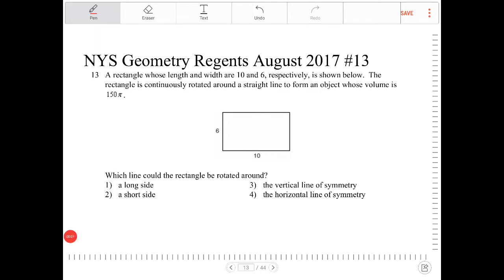A rectangle whose length and width are 10 and 6 respectively is shown below. The rectangle is continuously rotated around a straight line to form an object whose volume is 150 pi. Which line could the rectangle be rotated around?